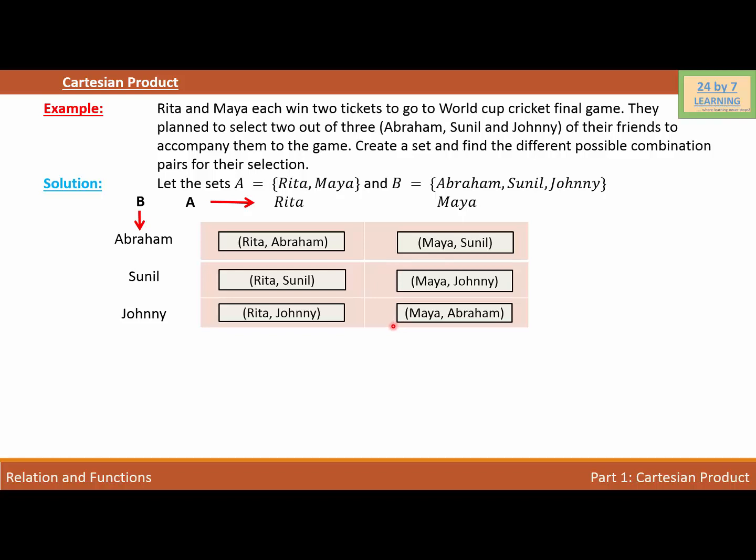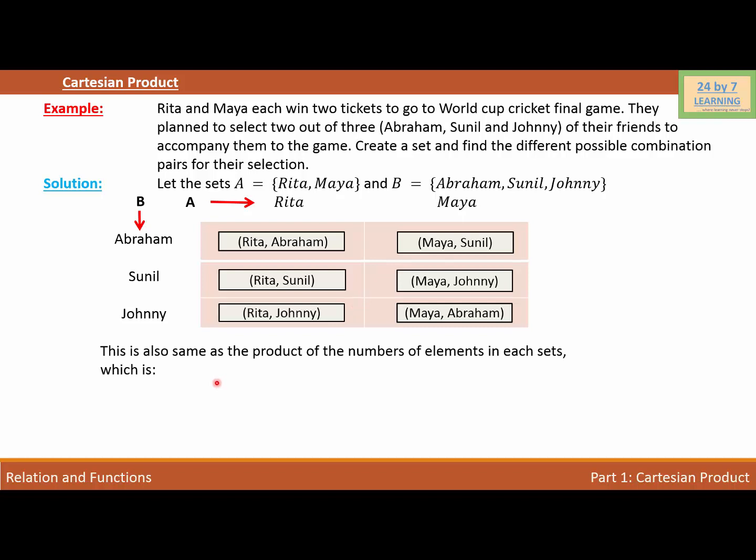Because if somebody is going with Rita, that person will not be available for Maya, because one person can go at a time. So as you can see, I have 1, 2, 3, 4, 5, 6. I have 6 different possible combinations for these 2 people, Rita and Maya, because the number of ordered pairs is 6. And this is one way we can do that. So basically, we can count the number of ordered pairs and that will be our output.